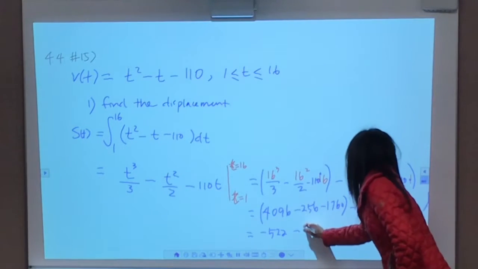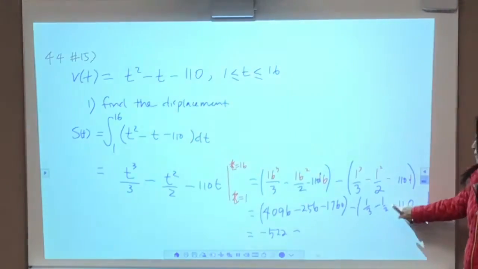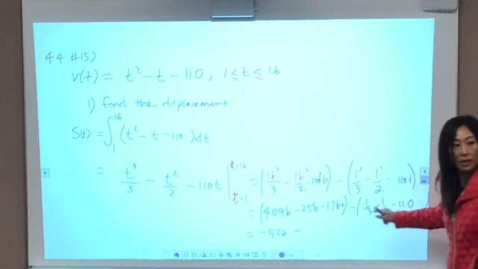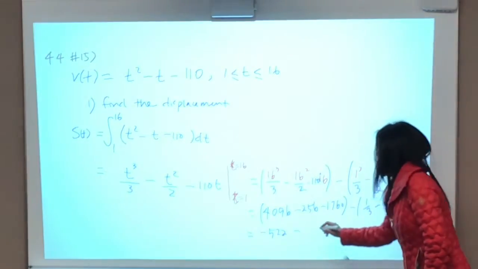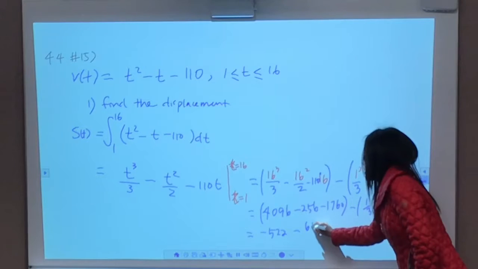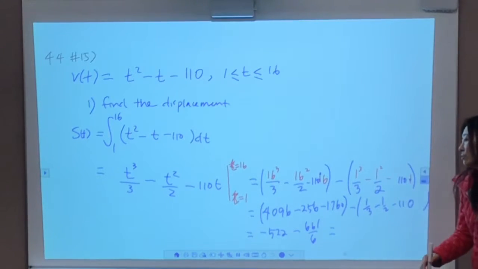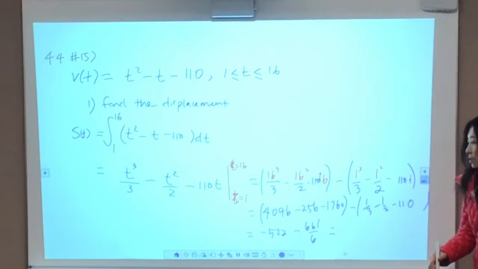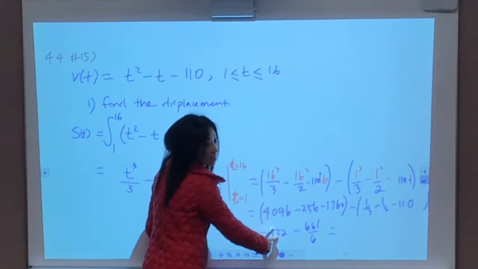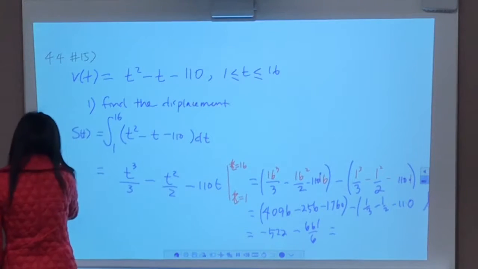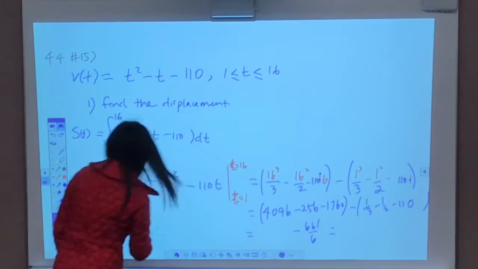Negative 661 over 6. I put it all in the calculator, get the decimal, then put it into a fraction, so it's negative 661 over 6. 661 divided by 6? Okay, and what does all that equal? The first number should be 28. Yeah. But the thing is, you've got to divide by 3.